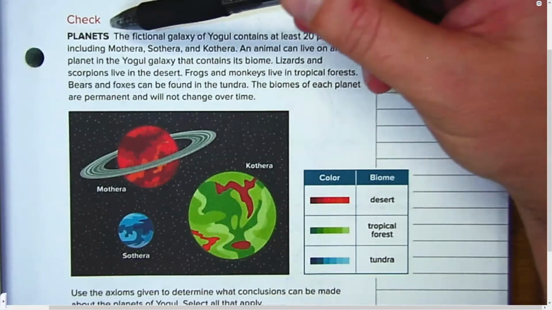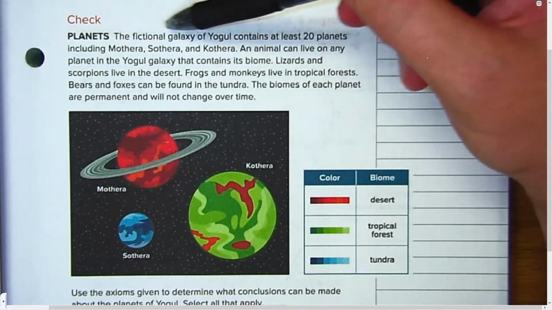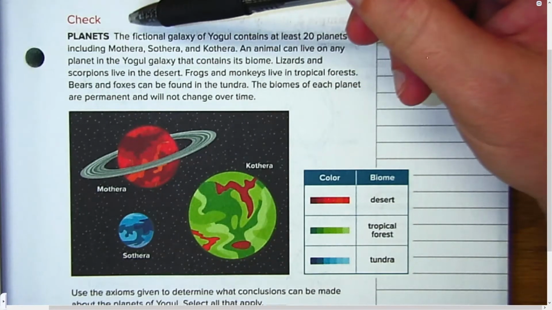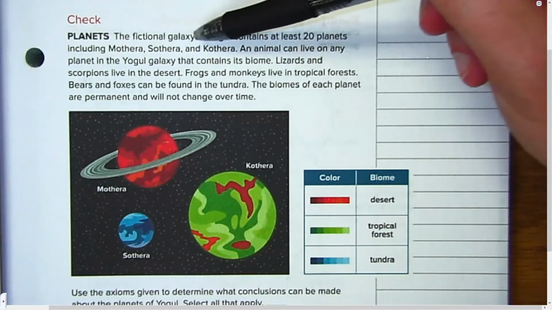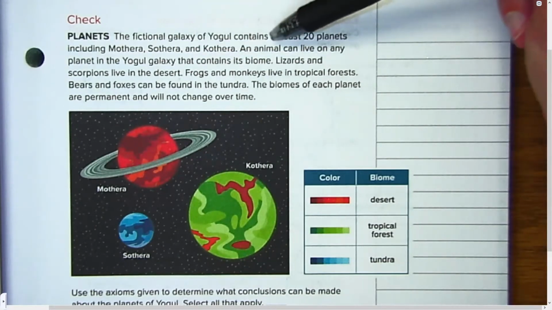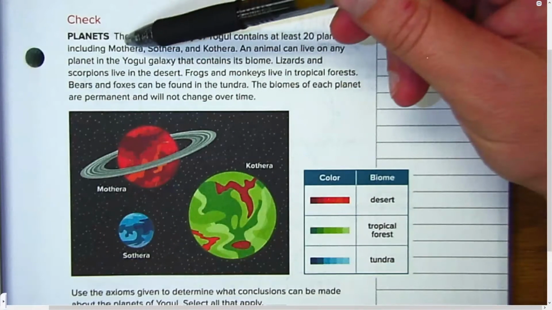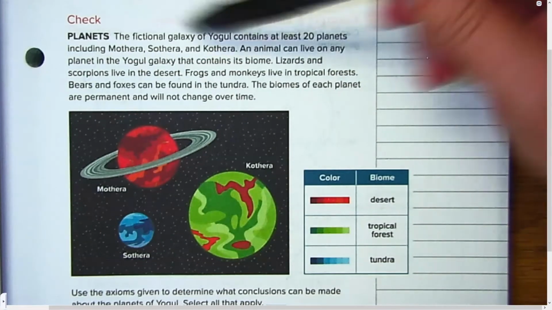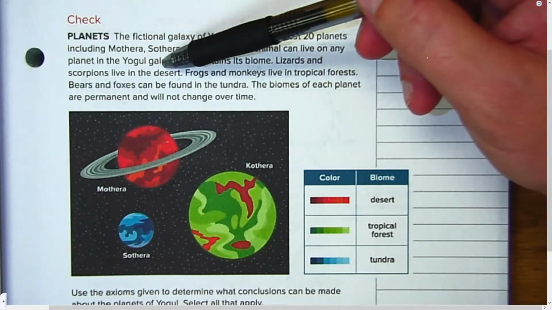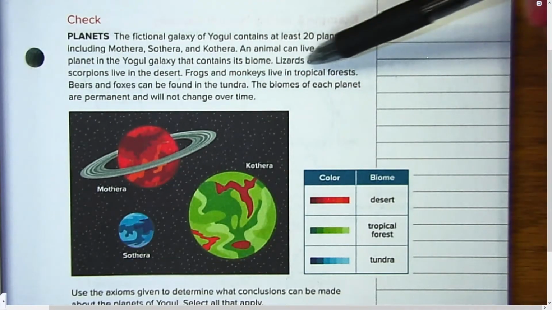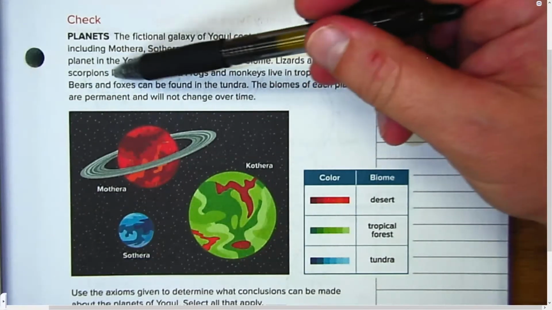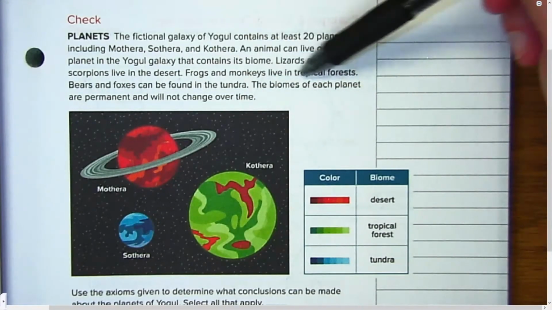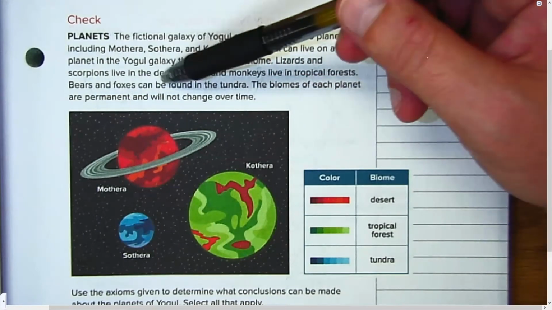Check. Planets. The fictional galaxy of Yogol contains at least 20 planets, including Madhura, Suthura, and Kuthura. An animal can live on any planet in the Yogol galaxy that contains its biome. Lizards and scorpions live in the desert. Frogs and monkeys live in tropical forests. Bears and foxes can be found in the tundra. The biomes of each planet are permanent and will not change over time.